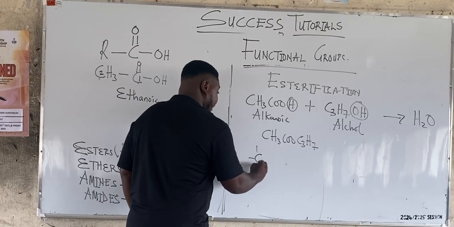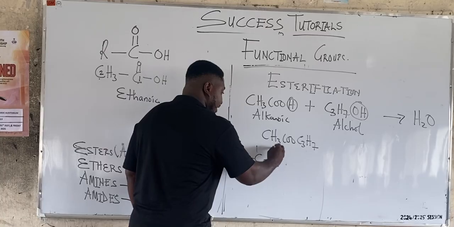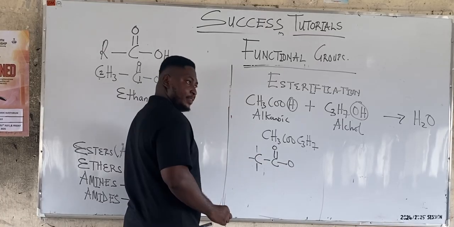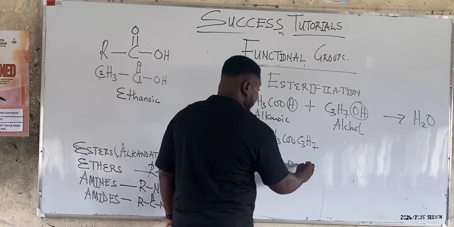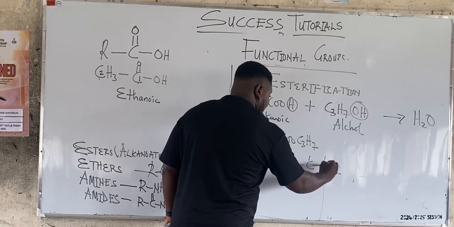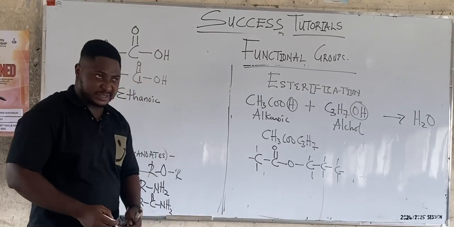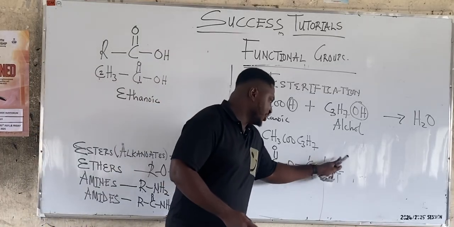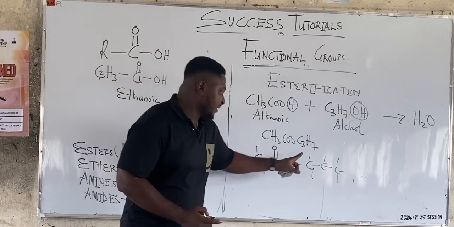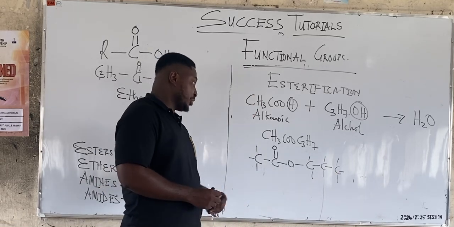So this is CH3, right? COO. Now follow me. Double bond O here. Another single bond O here. Another single bond to join the CH3 now. To join the C3H7. We count the 7 hydrogens there, in all those spaces. All the spaces are filled with hydrogen. This is the structure of the ester.